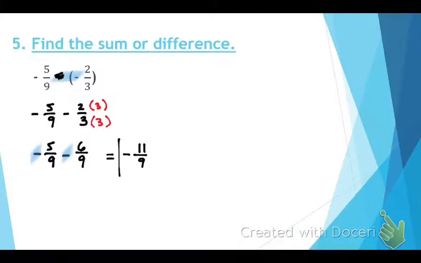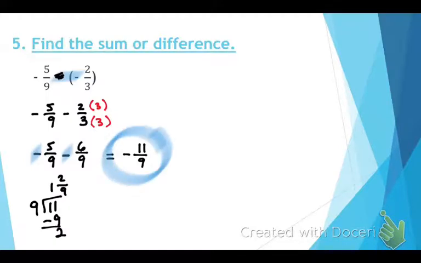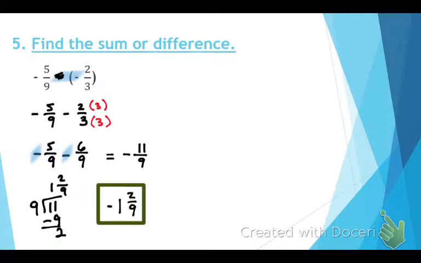Here's what a lot of people did on their quiz. Why is that incorrect? It's improper. You're not allowed to leave something improper. So instead, you should be turning 11/9 into a mixed number. Okay? So that's what it would be as a mixed number. If you look right here, was that positive or negative? If it's a negative improper fraction, it's still going to be a negative mixed number. So the correct answer is negative 1 2/9.